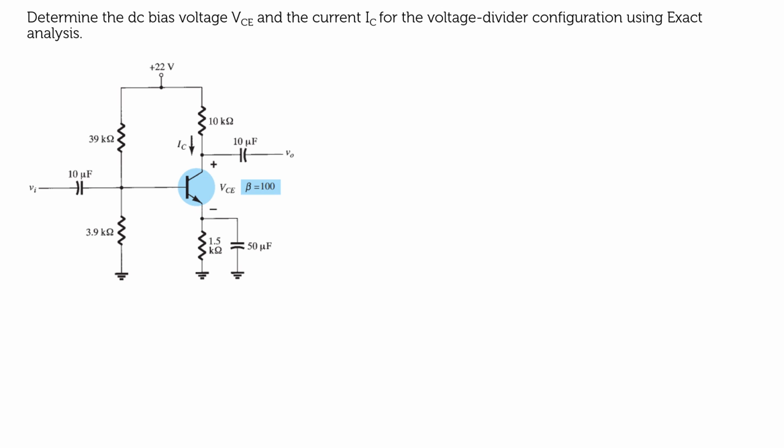So determine the DC bias voltage VCE and current IC for the voltage divider configuration using exact analysis. Okay, so your diagram is given with the voltage divider biasing and you have to do it using exact analysis. Before going on to the problem, let me just recall the exact analysis.